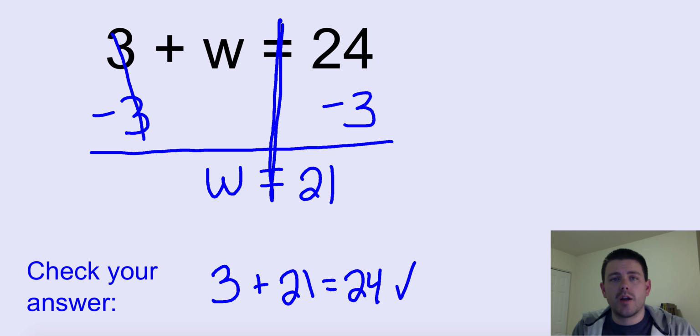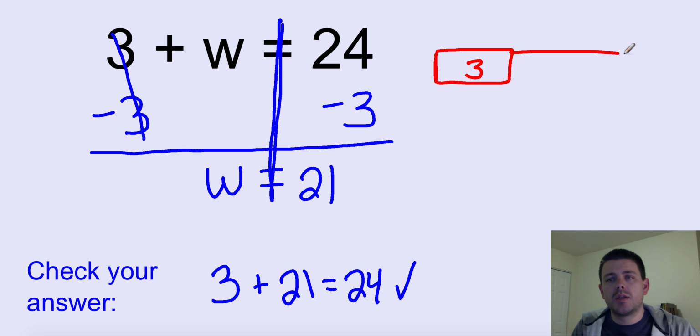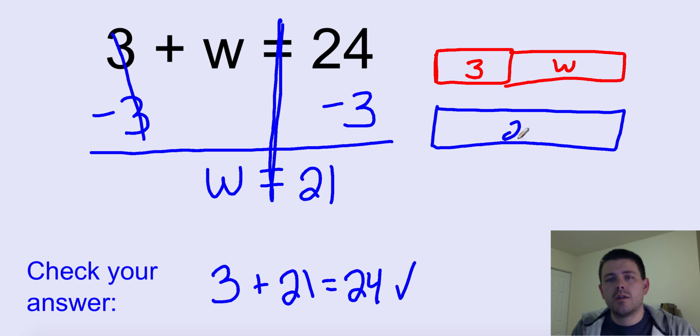So let's do our bar diagram. We're practicing both the equation solving and the bar diagram. So here we want to show 3 plus w. That's what our left side of the equation says. And we know it's going to be equal to, so the same size as 24. So this part up here is one side of the equation. This part down here is the other side, but notice how they're both the same length overall, which shows us that they're going to be equal to each other.